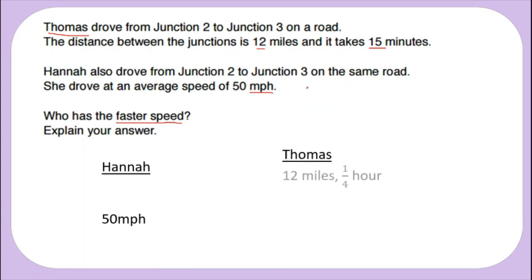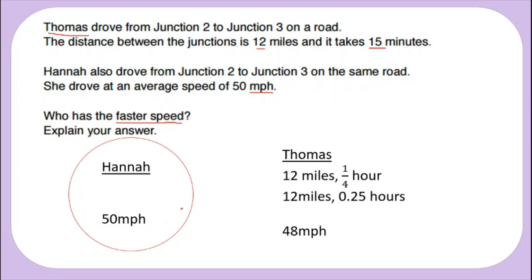Therefore, Thomas is travelling 12 miles at 1/4 of an hour, or put another way, 12 miles, 0.25 hours. Both of those are perfectly valid. Our speed, distance, time triangle tells us we're going to do our distance divided by our time. 12 divided by 0.25 will give you 48 miles per hour. He is driving ever so slightly slower than Hannah.